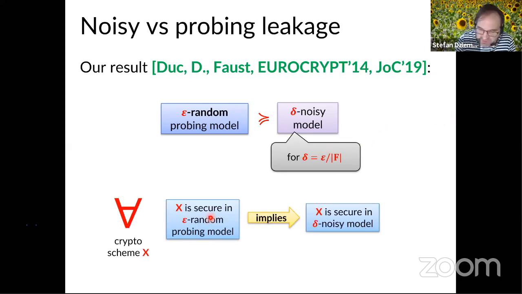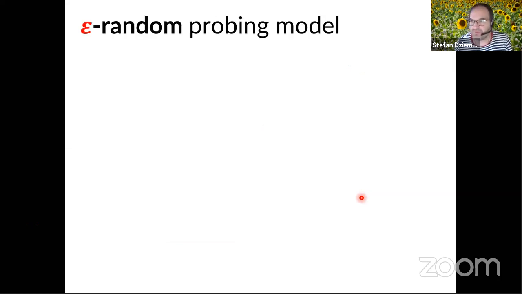More precisely, what we show is that there is this model called epsilon random probing, such that if we show that a scheme is secure in this epsilon random probing, then it is automatically secure in this delta noisy model of prove and reveal. Okay. So what is the epsilon random probing model? It's quite simple.